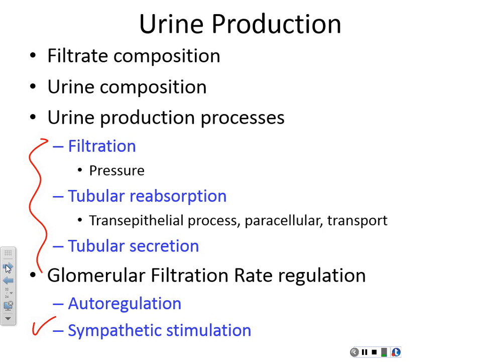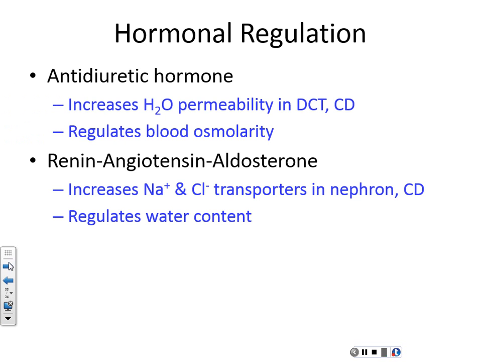And then, of course, sympathetic stimulation kind of slows down blood flow through the kidney. Why? Because it constricts the blood vessels, the afferent arteriole. Remember, the sympathetic normally slows down all these other activities. And hormonal regulation, I want you to know antidiuretic hormone, what it does. Antidiuretic hormone is involved in osmolality, okay?